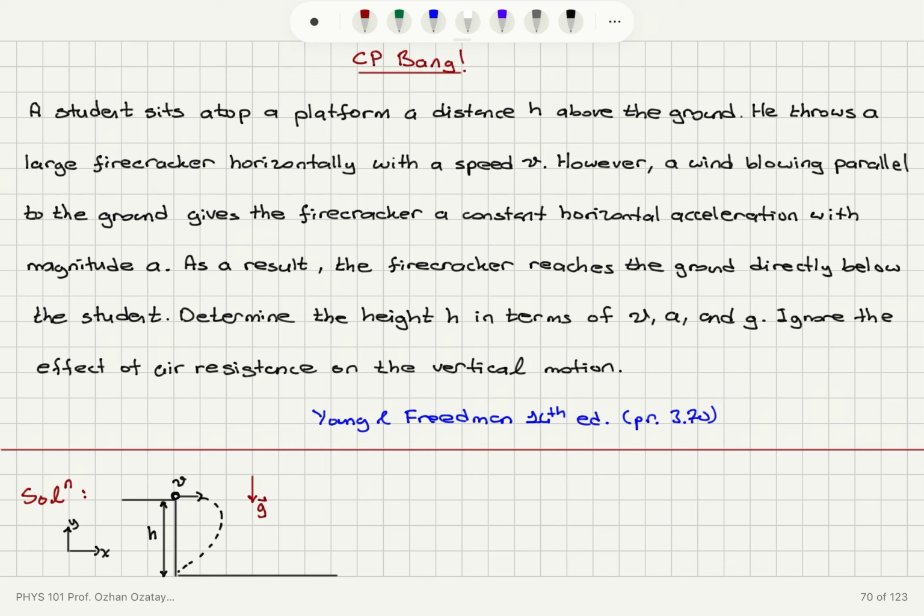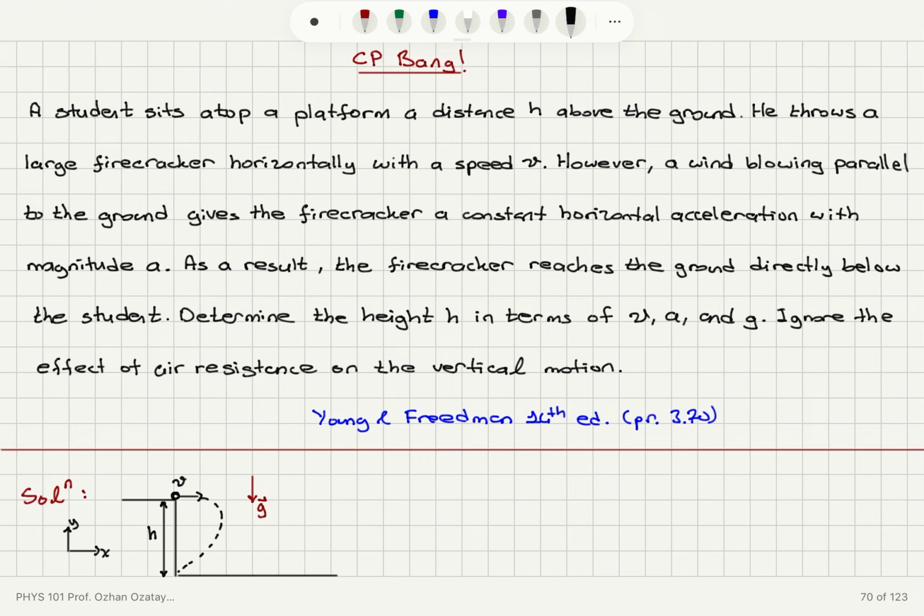So here is our student. He's throwing a firecracker with an initial speed v horizontally, as you can see here. Because of the effect of the wind, the firecracker makes it to basically the ground directly below the student, at a distance h from the level of the student. So we have this wind blowing and giving it an acceleration a that causes this motion.